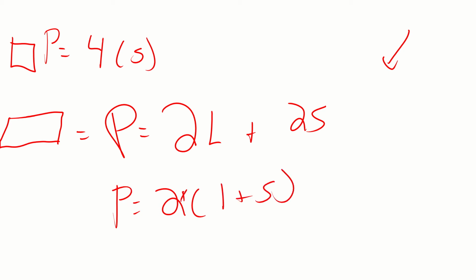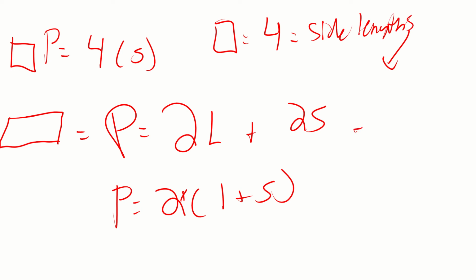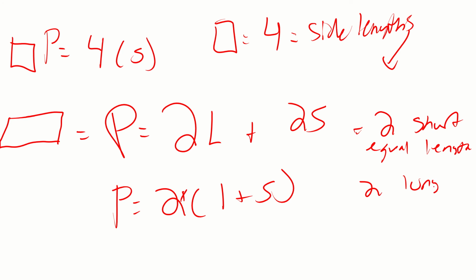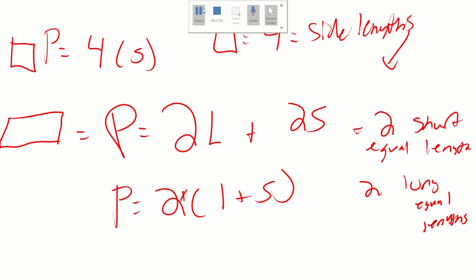The difference is a square has 4 equal side lengths, whereas a parallelogram has 2 short equal lengths and 2 long equal lengths. Okay? And those are the formulas. We're almost done. I'm just going to go over a couple more things.